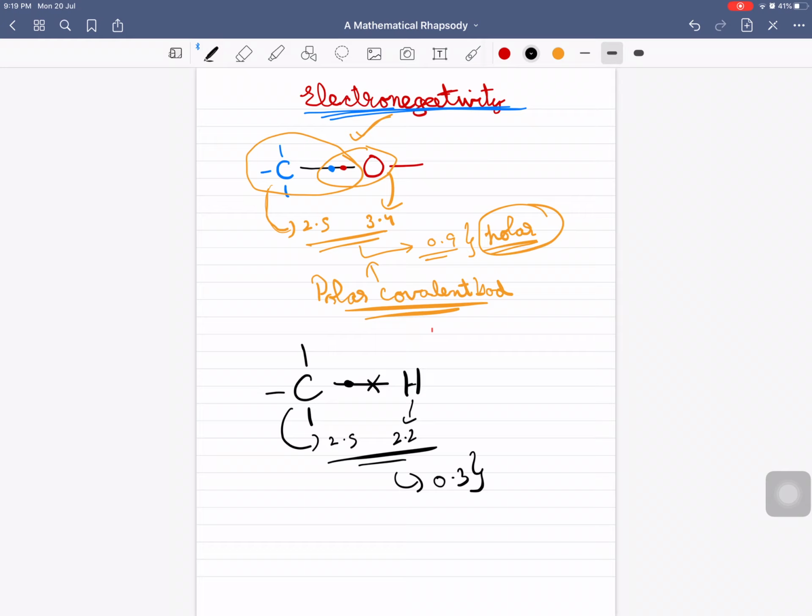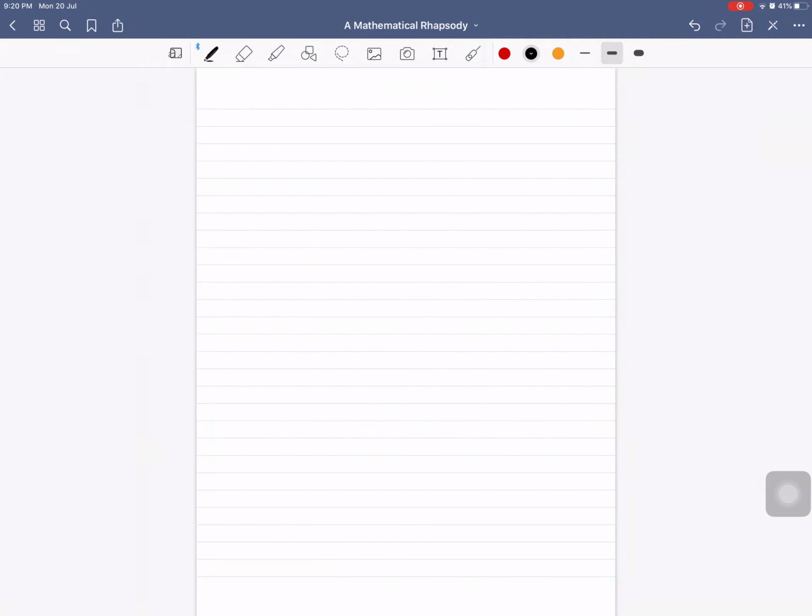So you can consider this to be non-polar. This is non-polar. I will tell you the range, not right now. As we go on to the ionic bond, I will tell you the range of non-polar and polar covalent bonds. Since we are near ionic bonds, let's start.